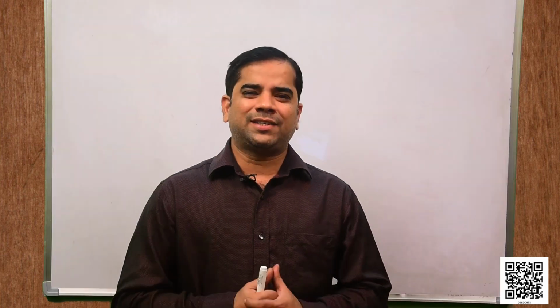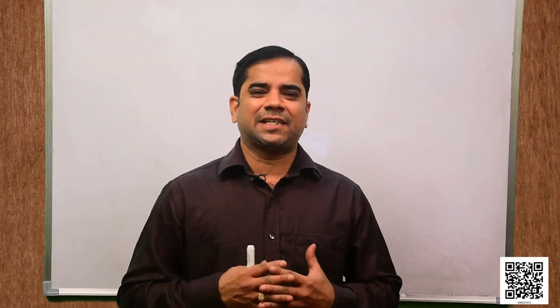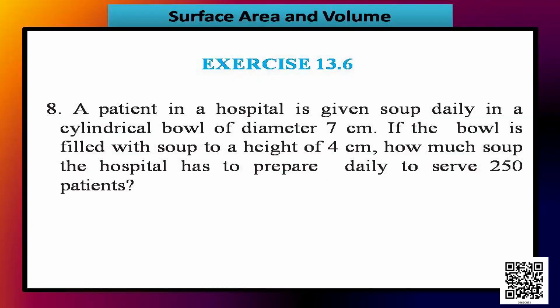Okay students, let us now discuss exercise 13.6. Question number 8. It says a patient in a hospital is given soup daily in a cylindrical bowl of diameter 7 cm. If the bowl is filled with soup to a height of 4 cm, how much soup does the hospital have to prepare daily to serve 250 patients? So students, let us discuss the solution for this question.